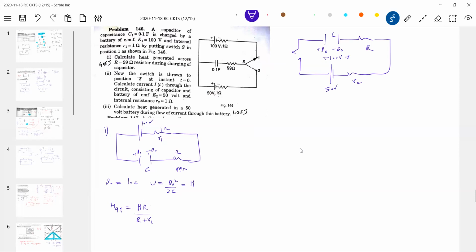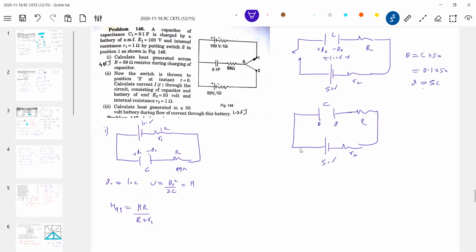then finally what will happen? Finally, what do you expect? The charge here will be Q. And how much potential drop? Should be 50. No need to integrate. So what is Q? Q should be C into 50. C is how much? 0.1 into 50, 5 coulomb. Earlier it was 10 coulomb, now it has become 5 coulomb.